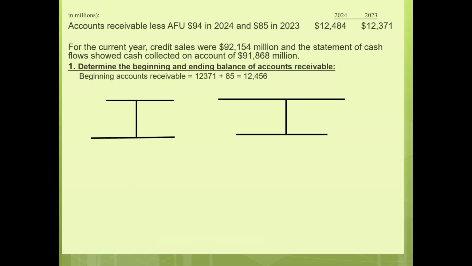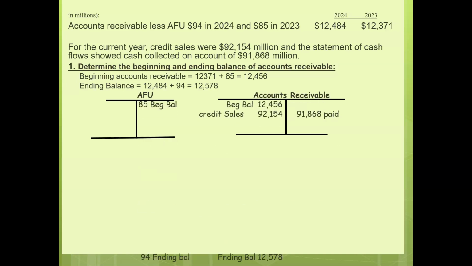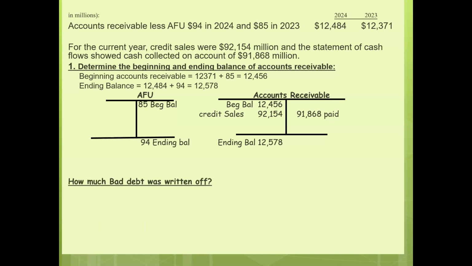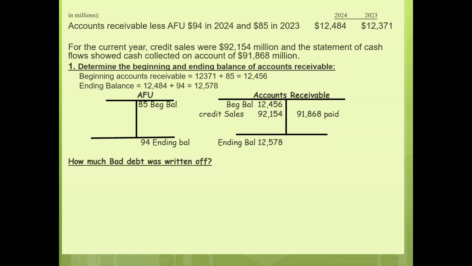Well, for the beginning accounts receivable, we have to add in the allowance for doubtfuls. And for the ending, we have to add in the allowance for doubtfuls. And now we know the balances in these two accounts, beginning and ending. Now we also know that we had credit sales of $92,154 and they paid us $91,868. So how much bad debt was written off?